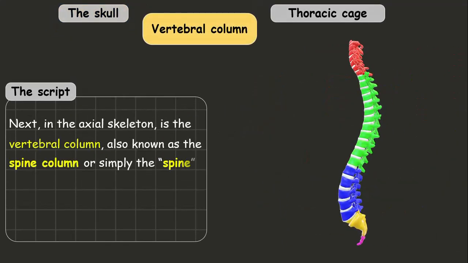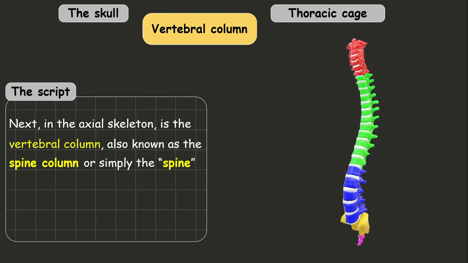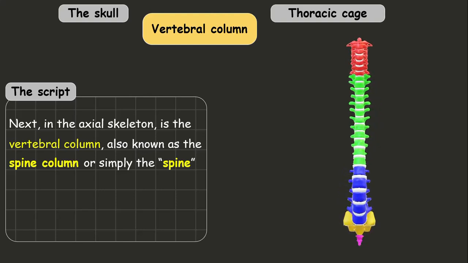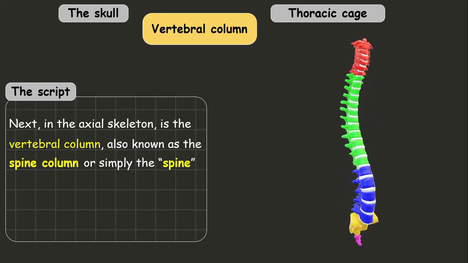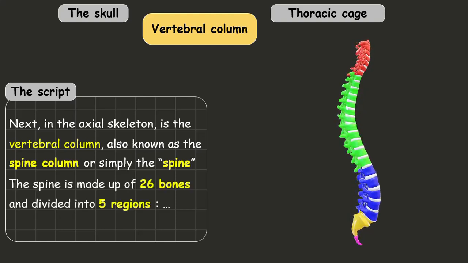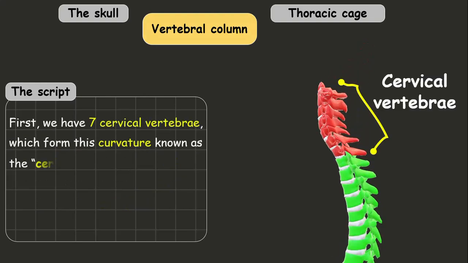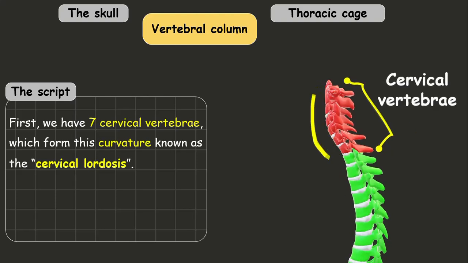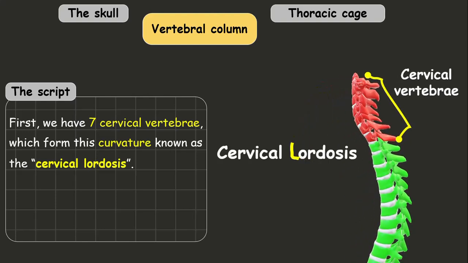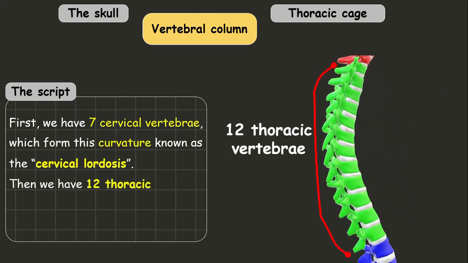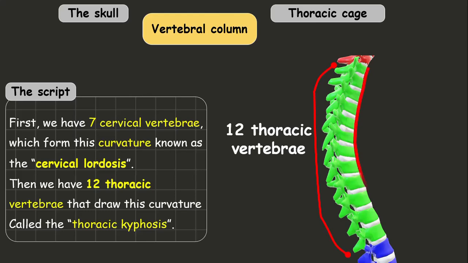Next, in the axial skeleton is the vertebral column, also known as the spine column or simply the spine. The spine is made up of 26 bones and is divided into 5 regions. First, there are 7 cervical vertebrae which form this curvature known as the cervical lordosis. Then we have 12 thoracic vertebrae that draw this curvature called the thoracic kyphosis.